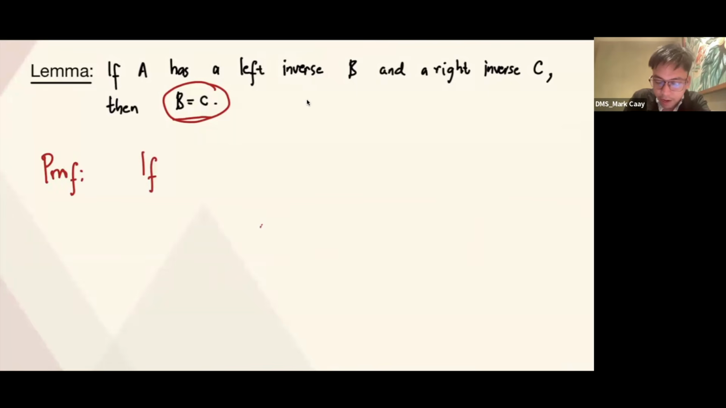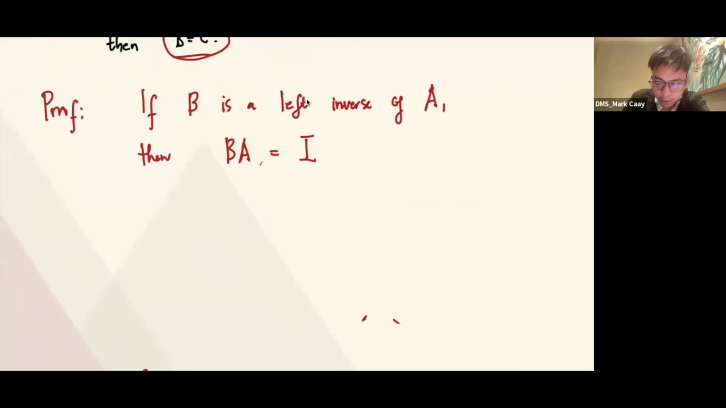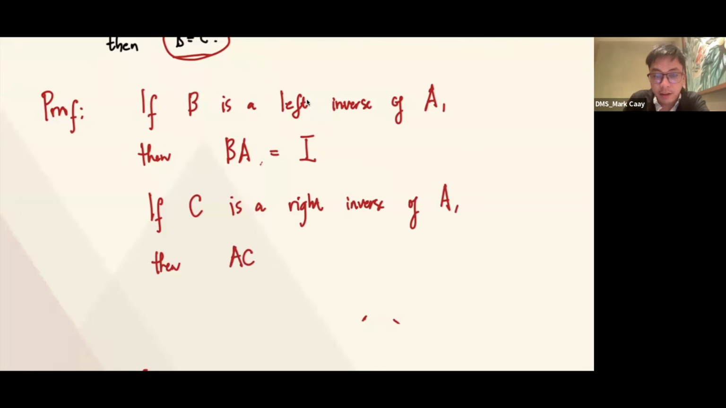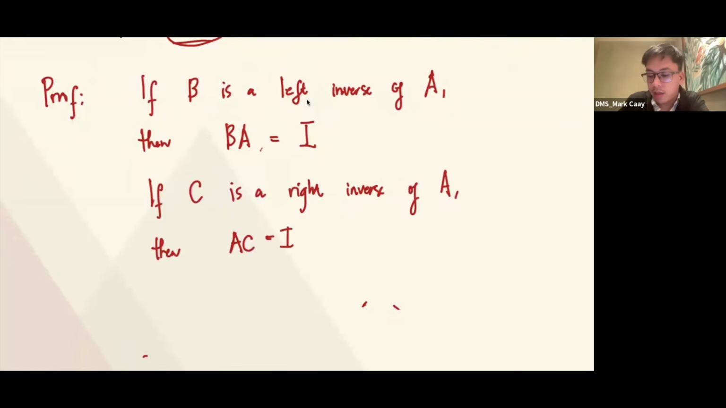If B is a left inverse of A, my implication is then BA equals I. Dahil left siya, by definition, di ba ganito siya? Also, if C is a right inverse of A, then AC equals I. This is by definition lang naman, no? So our main business here is to show that at the end, B is just equal to C.